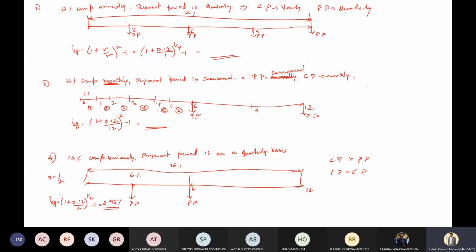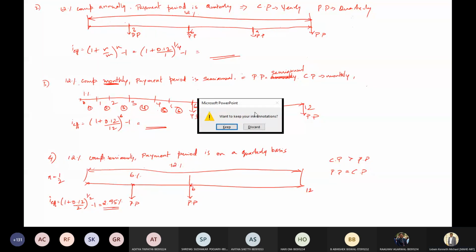Clear? So shall I stop the class, and next class shall we continue with the numerical problems?